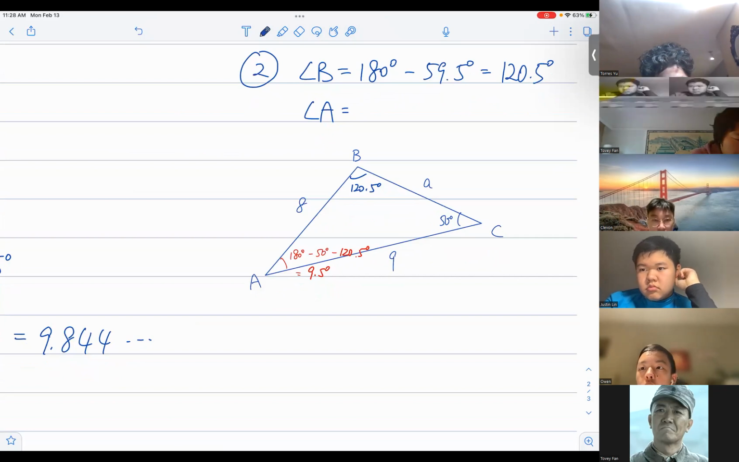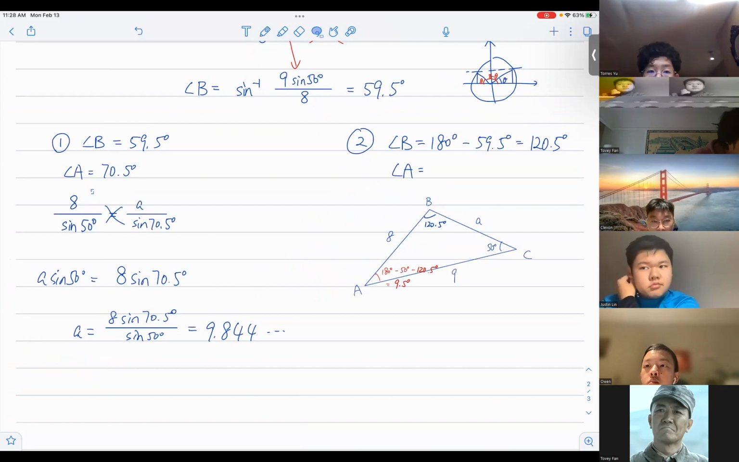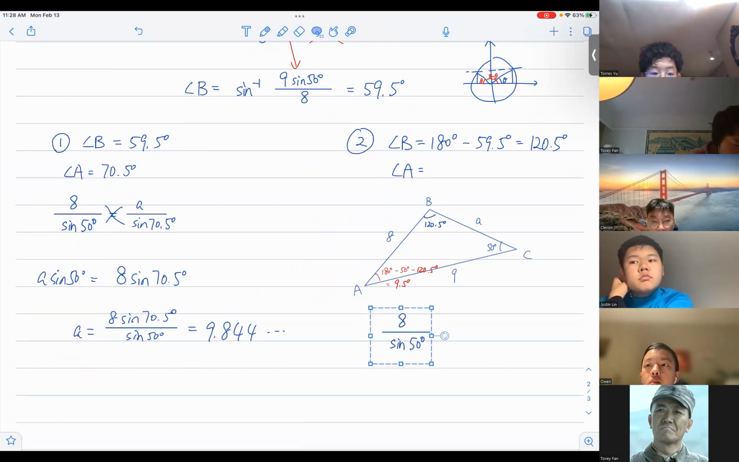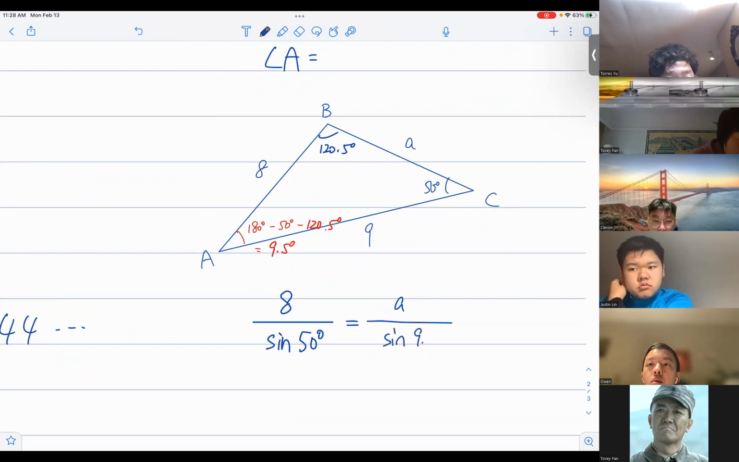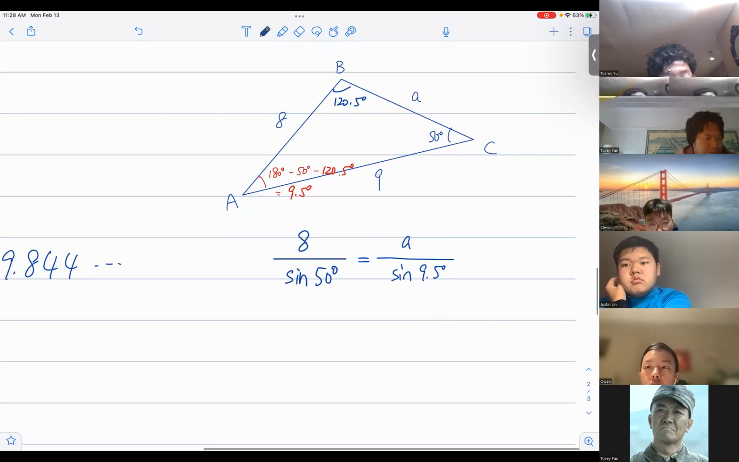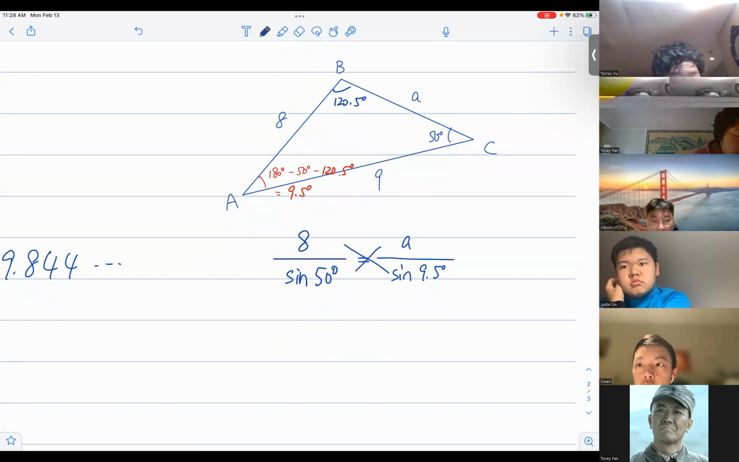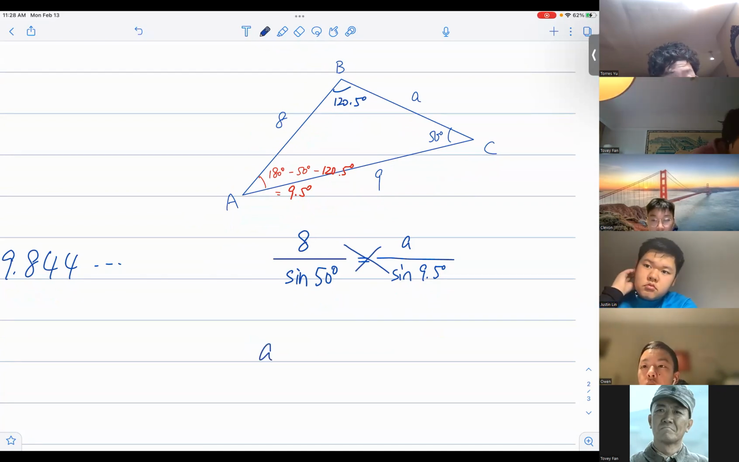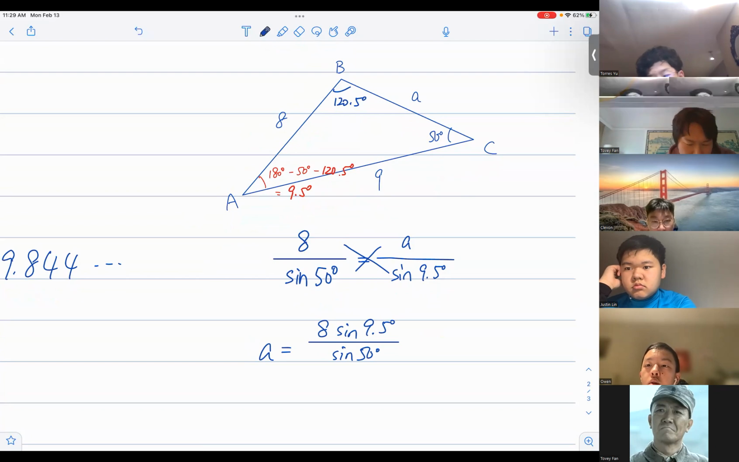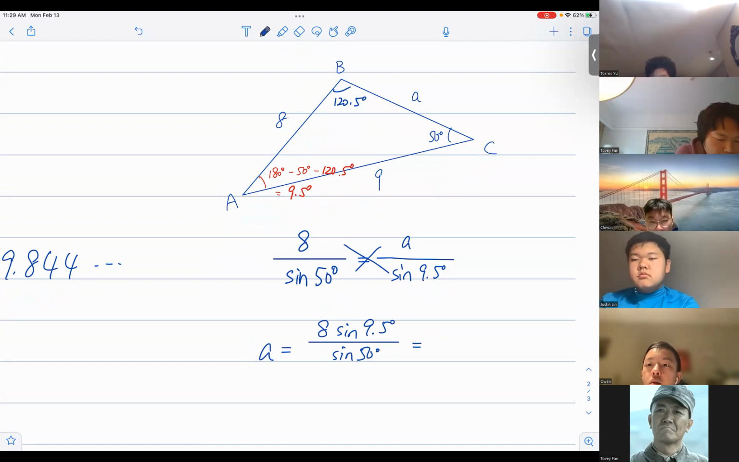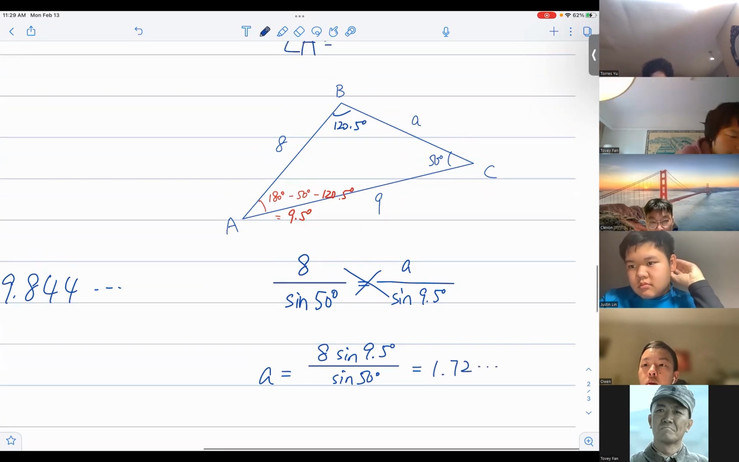And then let's give it a try. So we have the same equation, 8 over sine 50 degrees equals, in this case, A over sine 9.5 degrees. Okay, and let's see if we have a possible triangle here. So A is 8 times sine 9.5 degrees over sine 50 degrees. Sine 9.5, sine 50. We get 1.72 something. And then we put it here, 1.72.